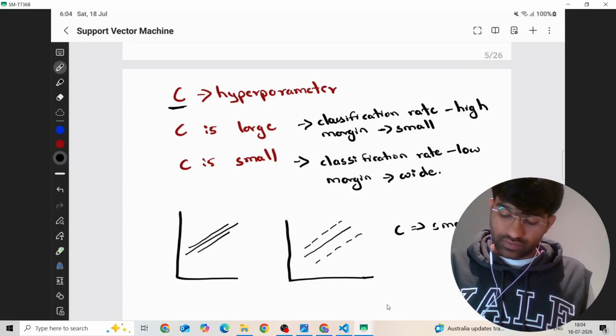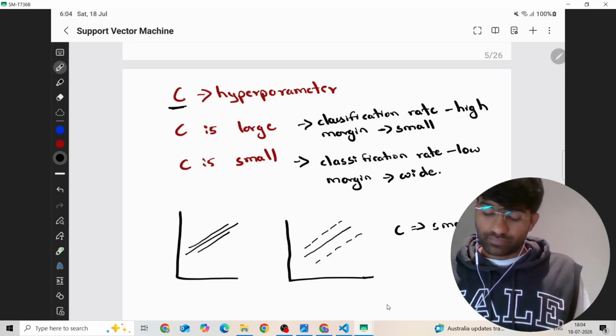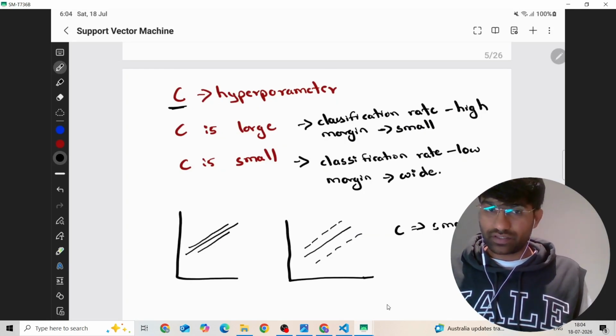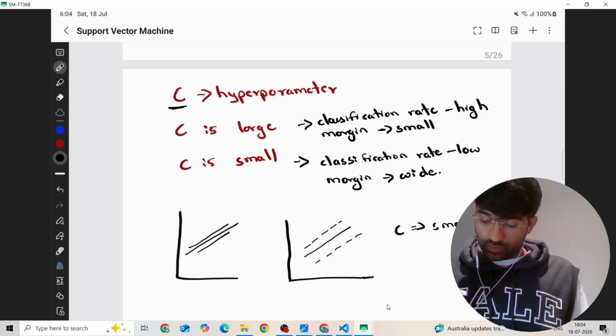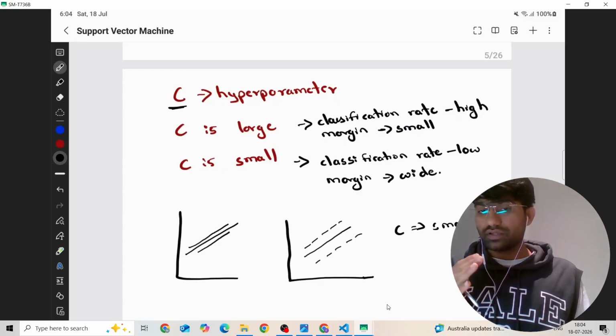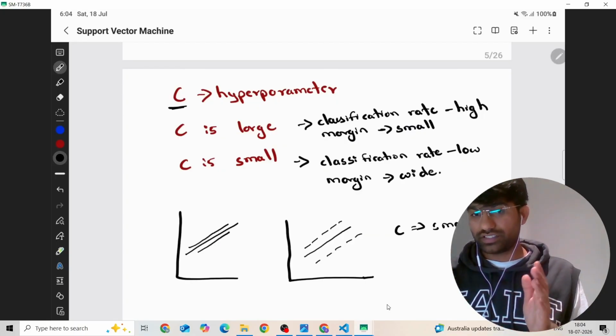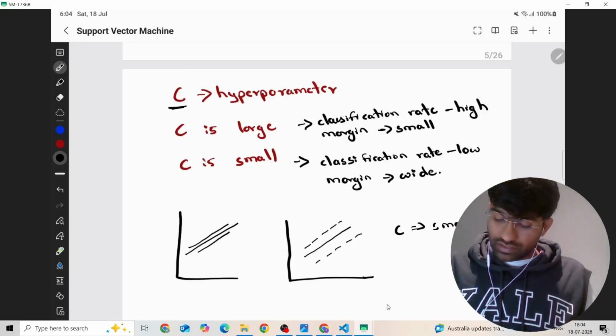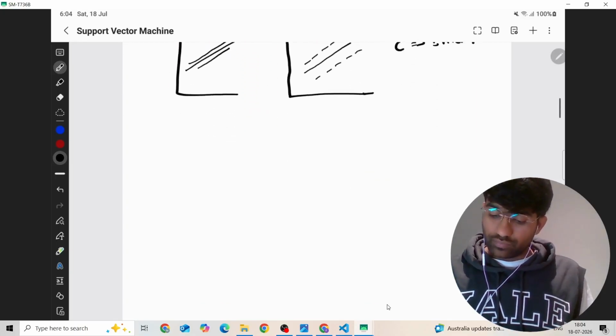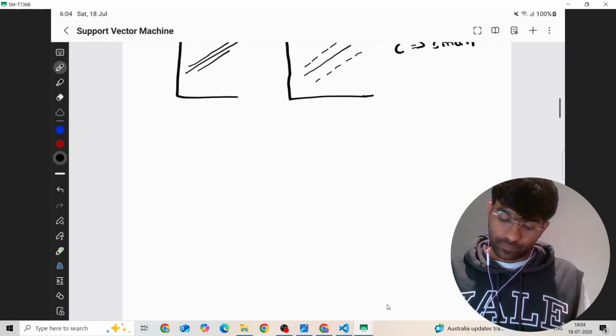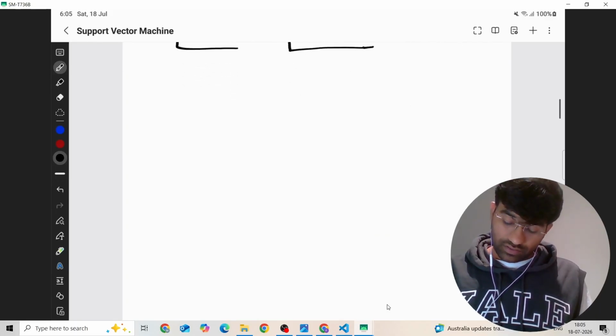So you have to decide the C value. C value is a hyperparameter. You decide whether you want to lower the error, or keep the error higher but have a larger margin. That is based on your project requirement. Okay. So what is the equation?